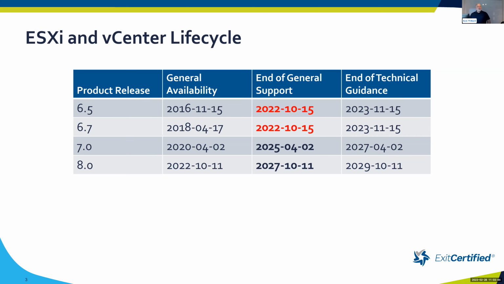No great surprise, right? We know at this point that hopefully everybody is off of version 6.5 or version 6.7 of vSphere. They've been out of general support for a while. We are now in a window that VMware calls the technical guidance portion. And what does that mean? I had to go look up exactly what VMware considered was and was not covered in that technical guidance window.